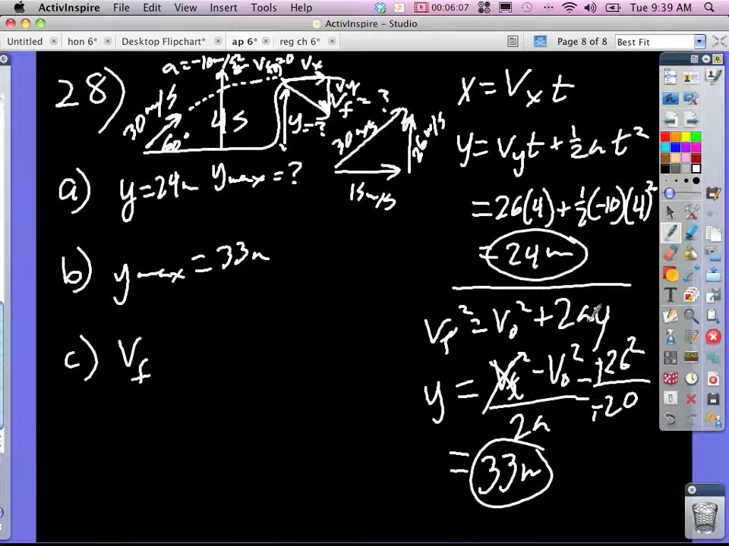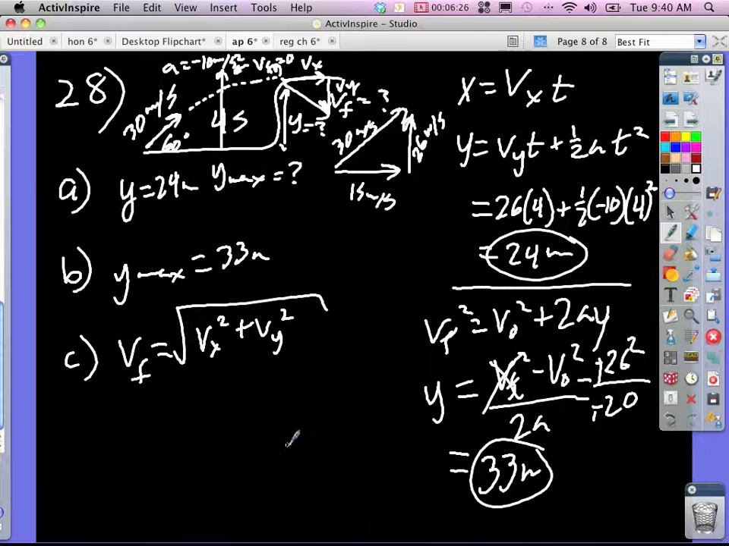All right, finally for the last part, I need to know vf, and that's going to be the square root of vx squared plus vy squared at this point, right? Do you get what I'm saying there? Now, we know one of these, which is?